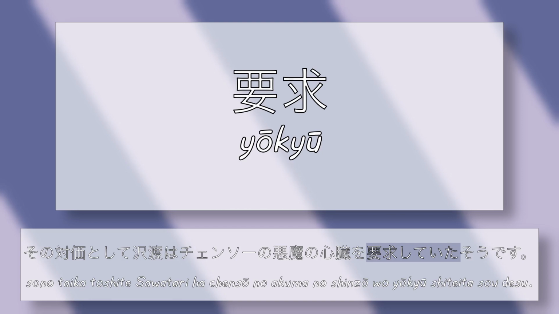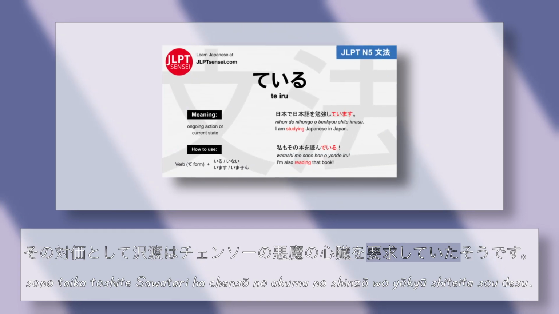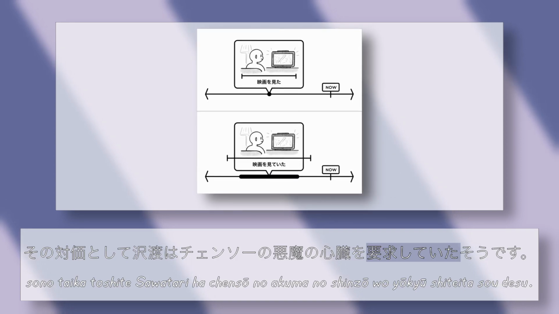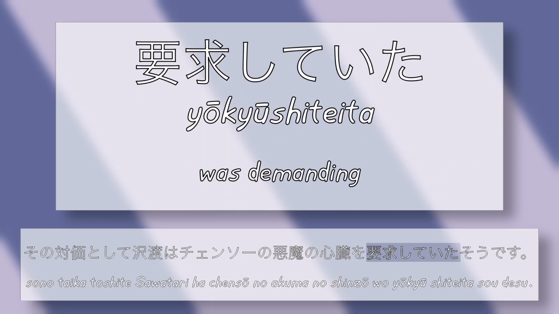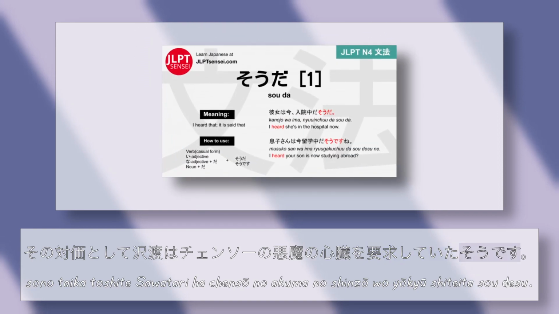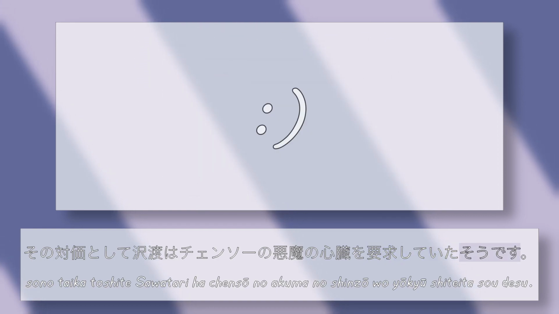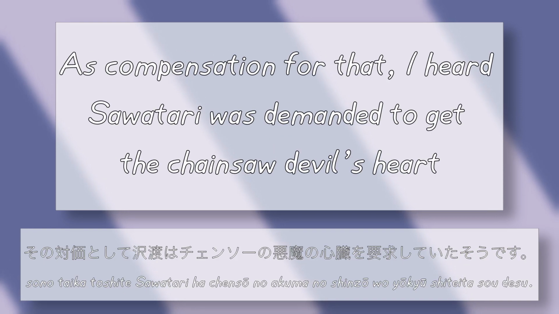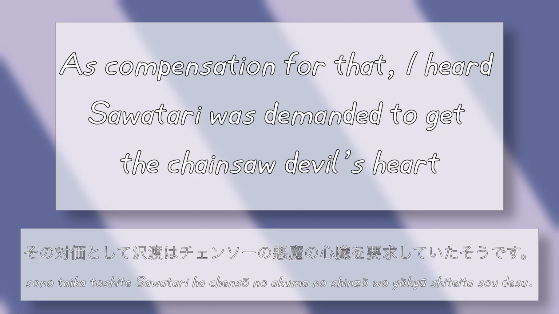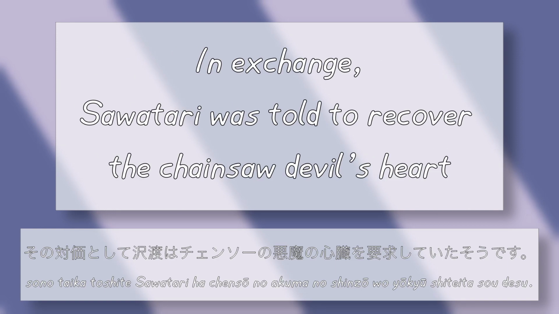Next is yokyu, which means to demand, and is in the continuous form teiru, which is like adding ing in English. But it's also in the past tense teita, which shows the action was happening over a duration of time in the past. So instead of just demanded, it means was demanding. The verb ends in the casual form because of the next grammar structure, sou da, which means I heard that or it said that. Although never said in this sentence, it's implied that the gun devil was demanding the heart. So this sentence means, as compensation for that, I heard Sawatari was demanding the Chainsaw Devil's heart. It doesn't translate very well directly, so I like the translation in the subs. In exchange, Sawatari was told to recover the Chainsaw Devil's heart.